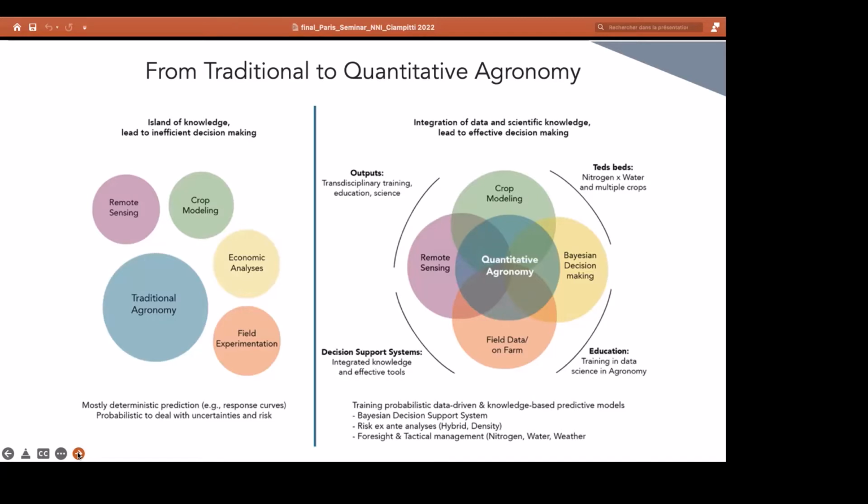In order to do that, in many situations the field data is our foundation, but we need to integrate this field data with crop modeling and remote sensing into a decision support tool. And this is the idea of integration.